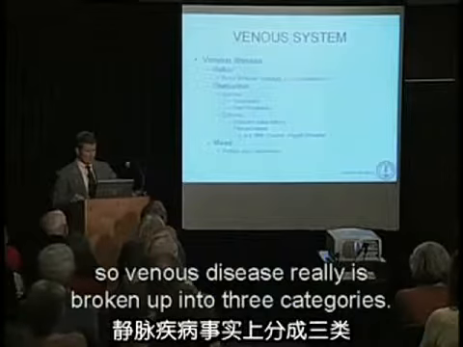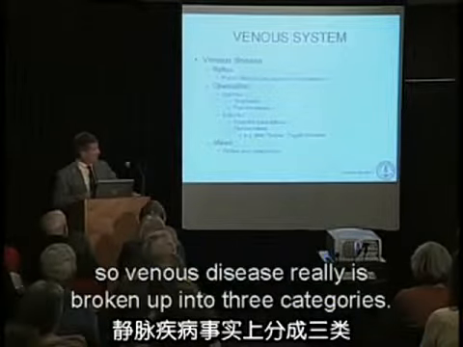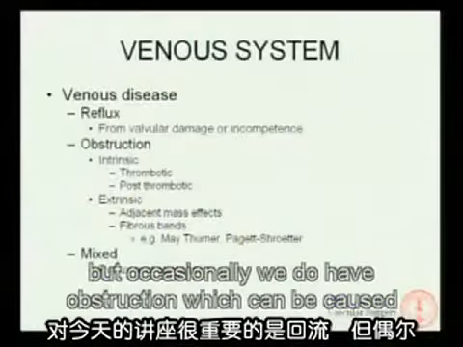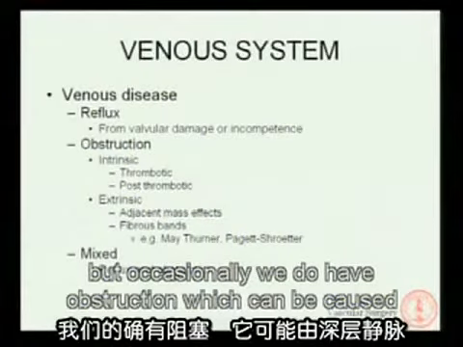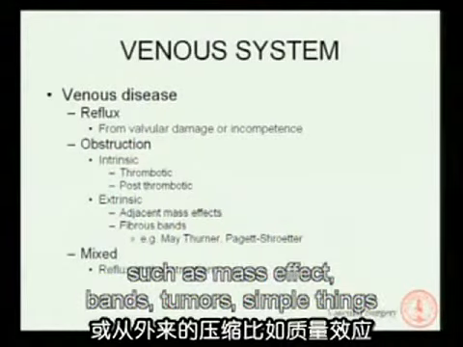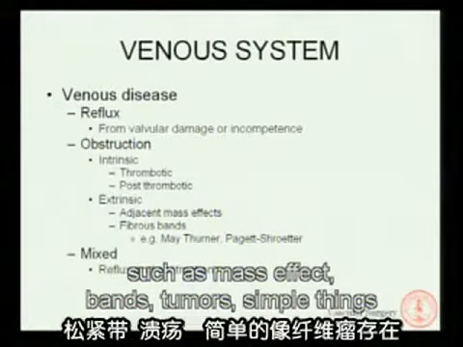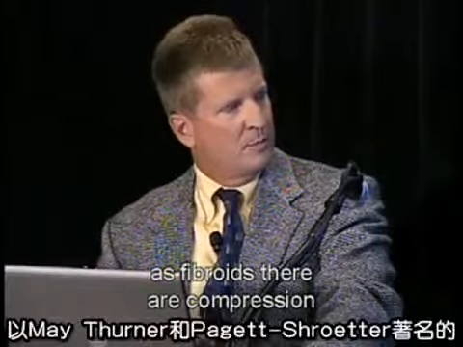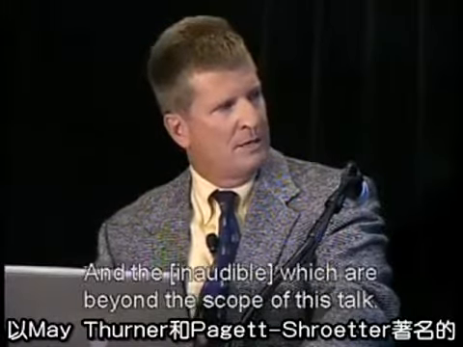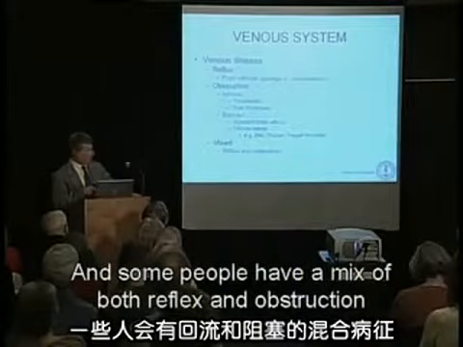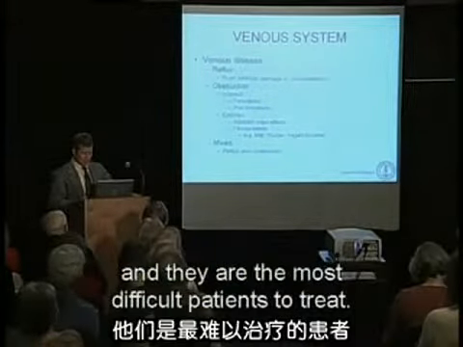So venous disease really is broken up into three categories. Important to today's discussion is reflux, but occasionally we do have obstruction, which can be caused by deep vein thrombosis or partially resolved deep vein thrombosis, or from extrinsic compression, such as mass effect, bands, tumors, simple things like fibroids. There are compression syndromes known as May-Thurner and Paget-Schroetter, which are beyond the scope of this talk. And some people have a mixture of both reflux and obstruction, and they're the most difficult patients to treat.